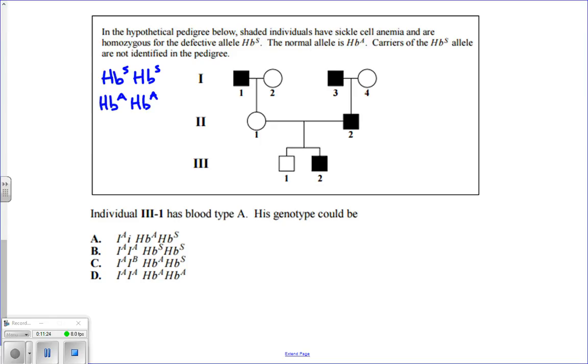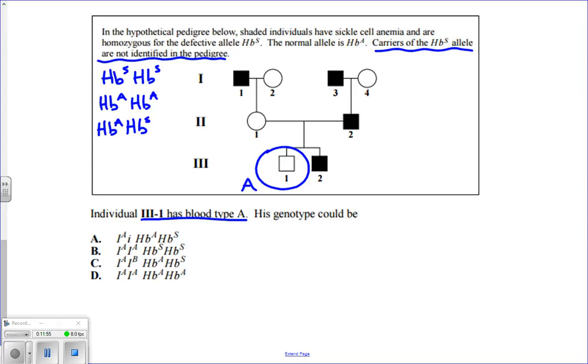What we don't know is, do carriers have sickle cell anemia? Because there's a possibility that we could have an HBA and an HBS, but what it tells us is that carriers of the allele are not identified in pedigree. So there may well be some in the pedigree chart, but they're not identified. All right, we also know something about blood types. It says individual 3-1 has blood type A. 3-1 has blood type A, so this individual right here.